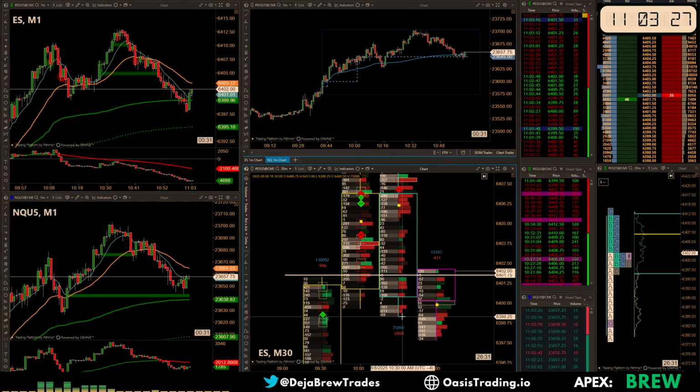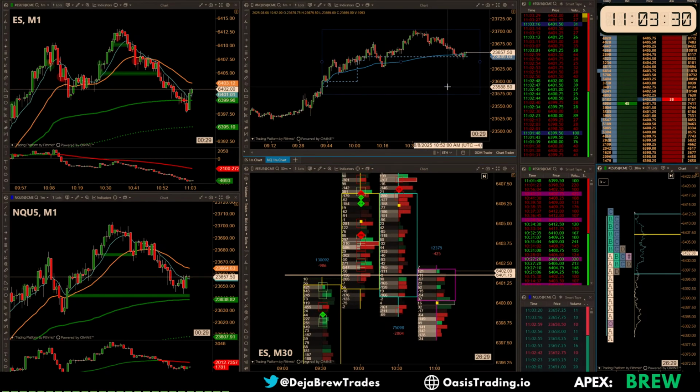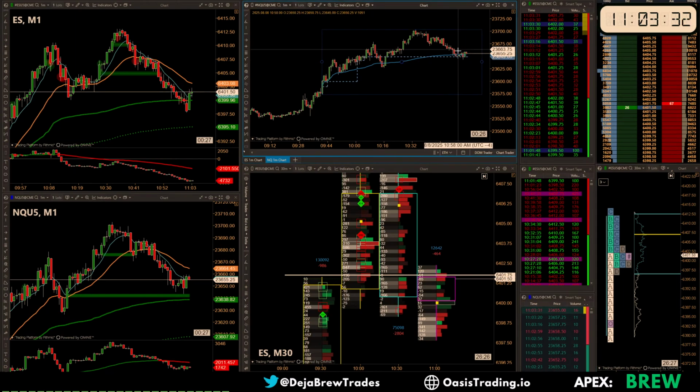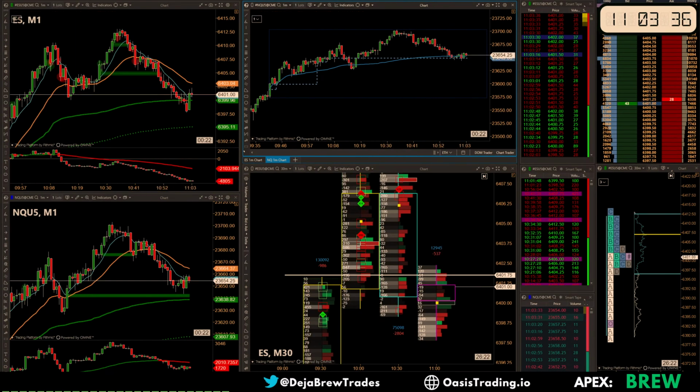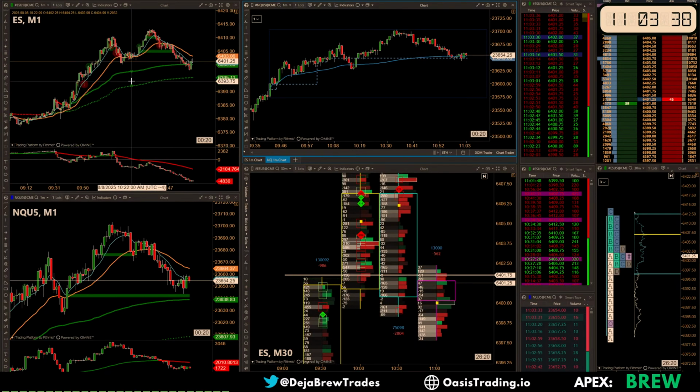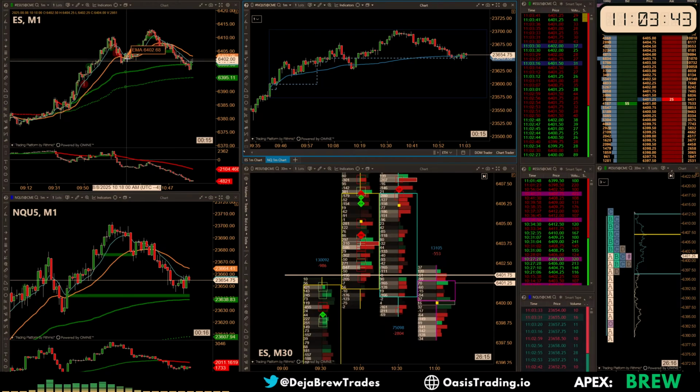30-minute low sweep happening here. This is our first retest of VWAP since the break of balance.